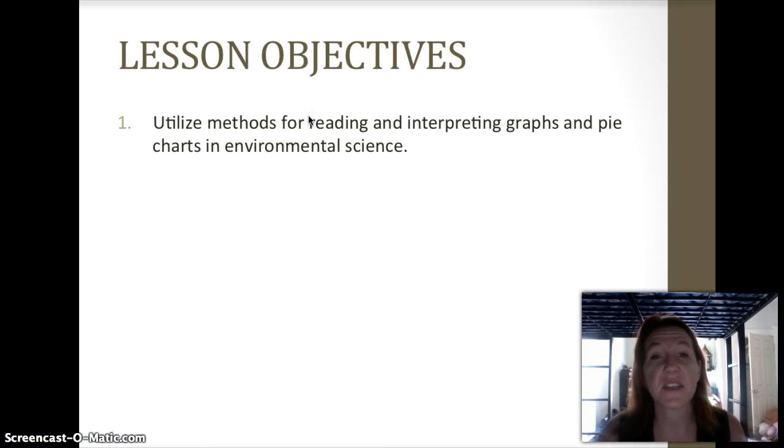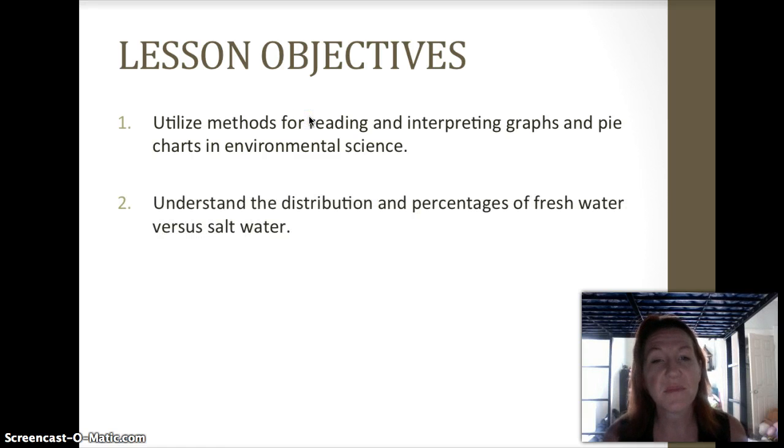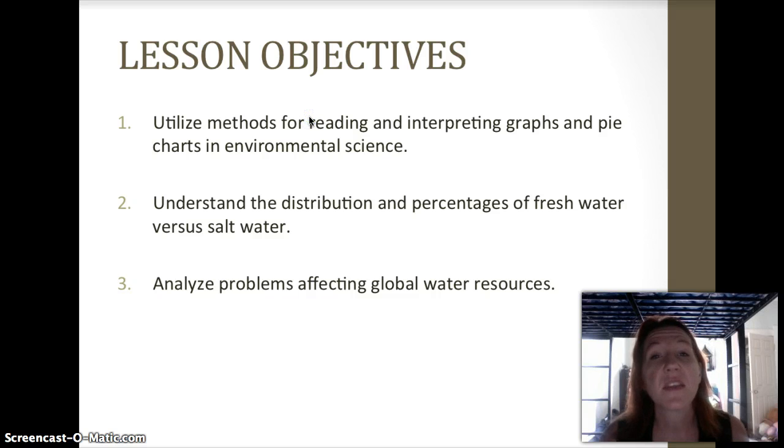Lesson objectives. We need to utilize methods for reading and interpreting graphs and pie charts in environmental science. In environmental science, we use a lot of visual means of gathering information, and we want to make sure that you understand how to use those and why they're important. We also need to understand the distribution of percentages of fresh water versus salt water on our beautiful planet Earth. The last objective is to analyze some problems affecting global water resources.